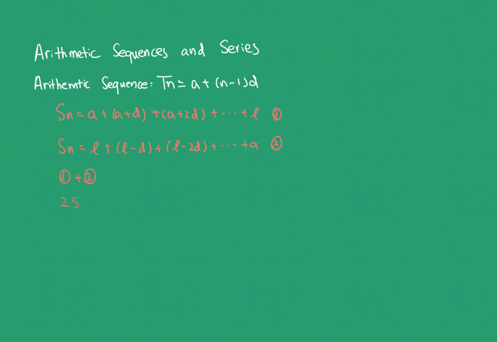so 2Sn equals a plus L plus a plus d plus L minus d. And since there's a positive and negative d, it cancels out, so the second term will just be a plus L again. And the same for the following terms, they cancel out, so that will be a plus L, until the final term, which is also a plus L. And there are n of these a plus L, so we can write it as n times (a plus L). And if we divide that by 2, we'll get Sn. So that is the formula for an arithmetic series.